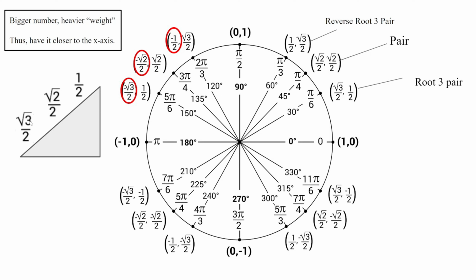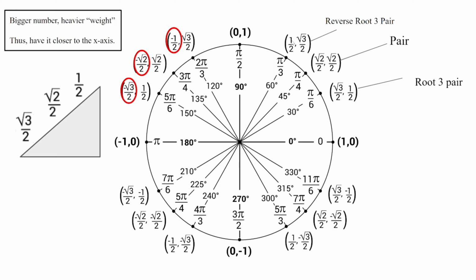Root 3 is like 1.7. Root 2, I don't know exactly what value that is, but I know it's bigger than 1 and smaller than root 3. So check it out, we have the heaviest one on the bottom. Before we were talking about the denominators being heavy; this time we're talking about the x value. Now we look at the numerator here: root 3, root 2, and 1.